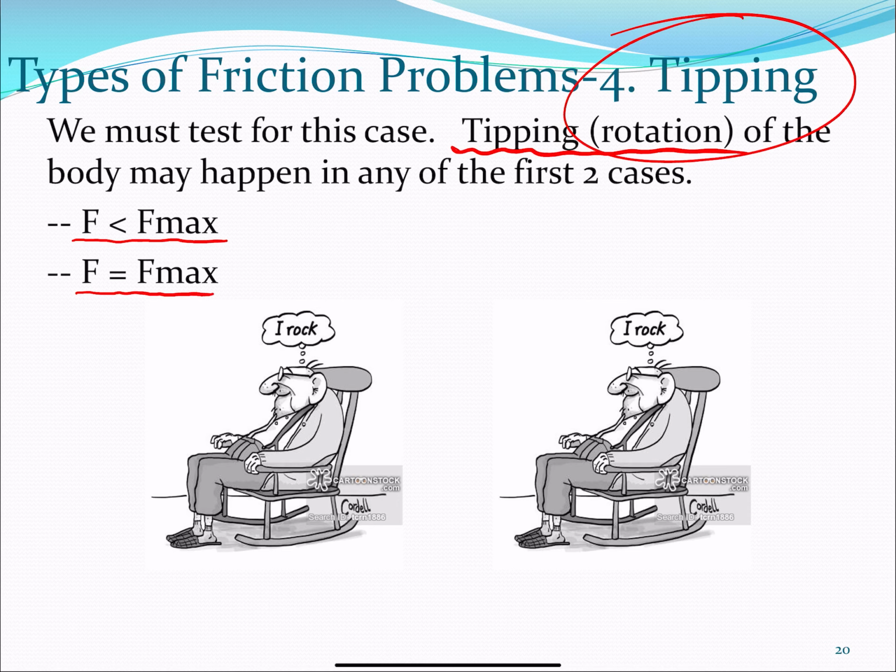We have to check if it happens before you reach the maximum friction force, right? Or at what point does it happen? Does the body slide before it tips over or rocks? Does the body tip over before it slides, right?